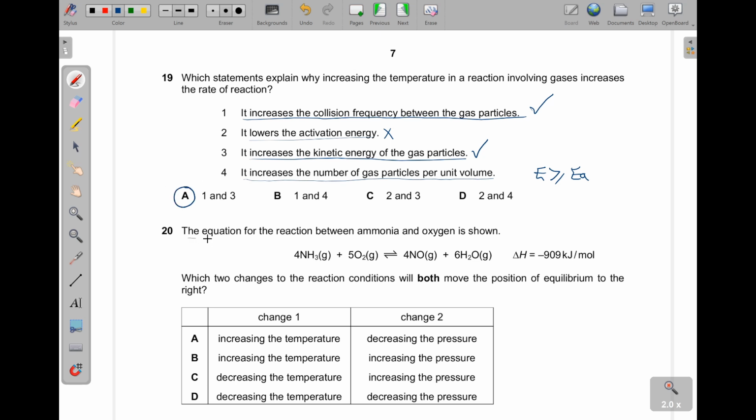Then question 20. The equation for the reaction between ammonia and oxygen is shown. It is here. And the enthalpy change is a negative. So it is exothermic. That means when you increase the temperature, it will favor the backward reaction. Okay, because when this one is negative, then it is the forward reaction that is exothermic. Then the backward has to be endothermic. Now, they are telling us that which two changes to the reaction conditions will both move the position of equilibrium to the right.